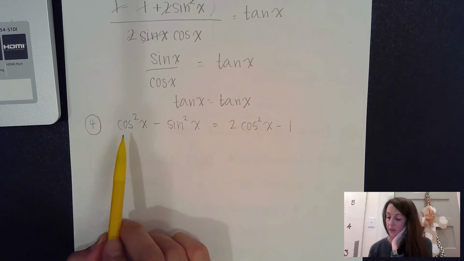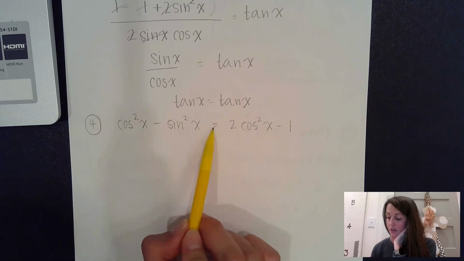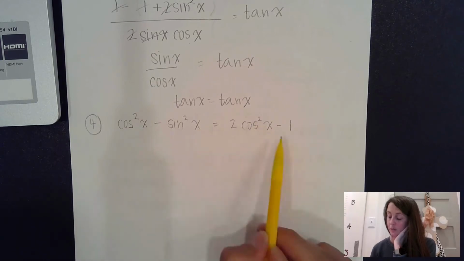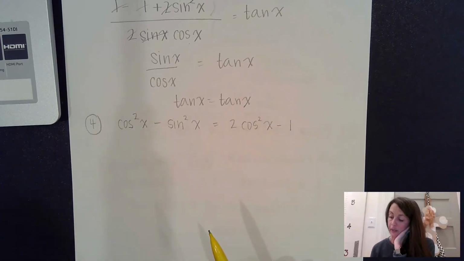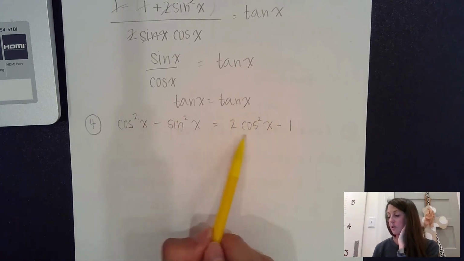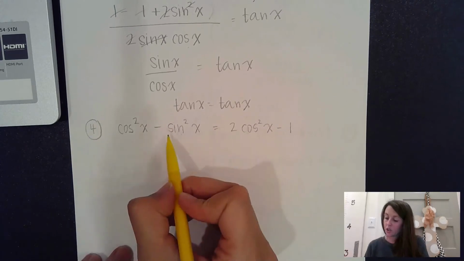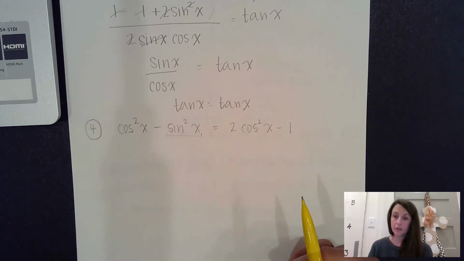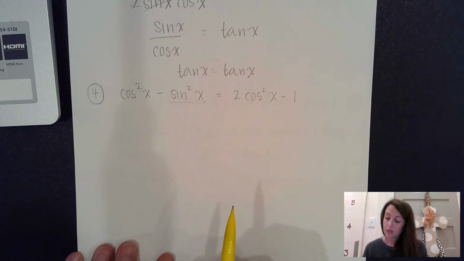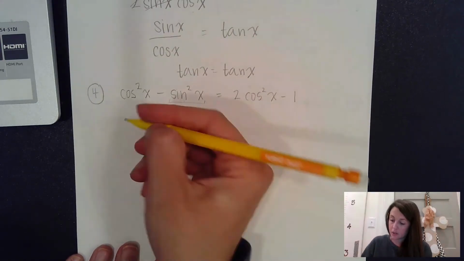Alright, so here, number 4, I've got cosine squared x minus sine squared x is equal to 2 cosine squared x minus 1. So I've got cosine squared and a sine squared over here, so I want it to just be in terms of cosine squared. So what if I went ahead and changed the sine squared into just a cosine? So by the Pythagorean identity, it would be 1 minus cosine squared.